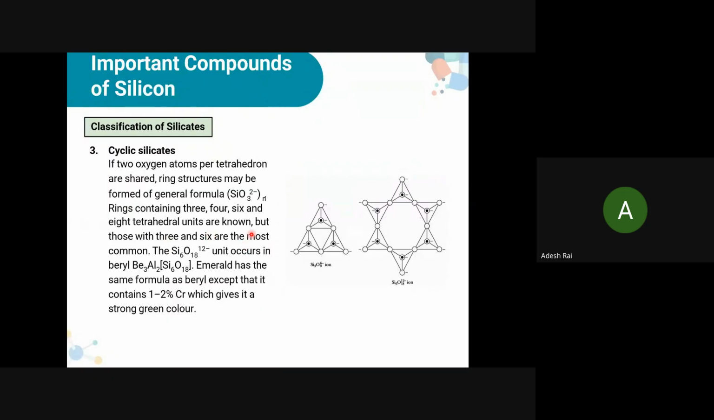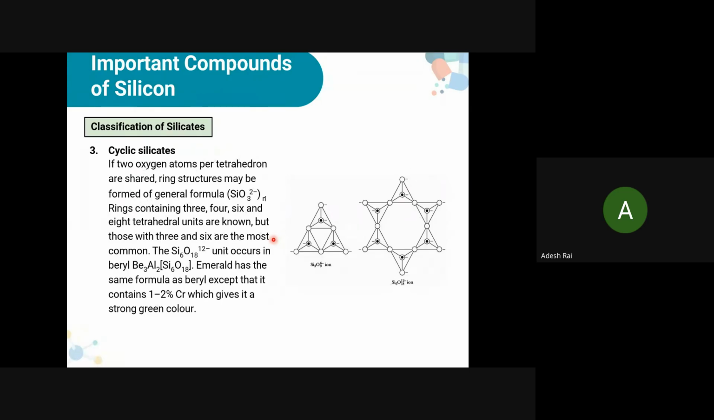What you have to remember in cyclic silicate is the line: if two oxygen atoms per tetrahedron, can you see? This is the tetrahedron. This and this are shared. Similarly, for this tetrahedron, this and this are shared. So when in a tetrahedron one oxygen atom is shared, it is called pyrosilicate. If two are shared, it is called cyclic silicate. And in cyclic silicates, the most common ones are the 3 and 6 tetrahedral units. Is that clear? So we have studied a total of three silicates: ortho, pyro, and cyclic.